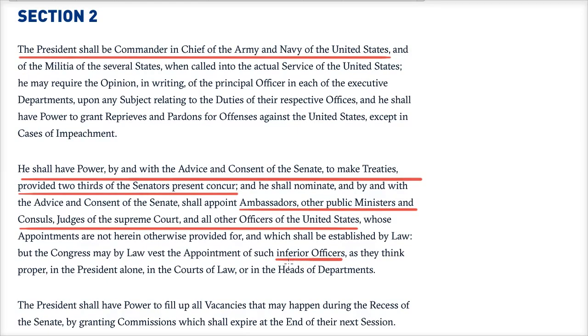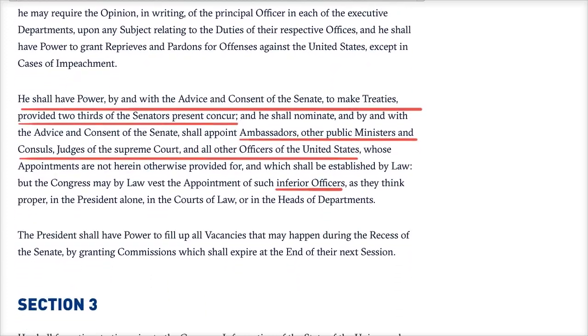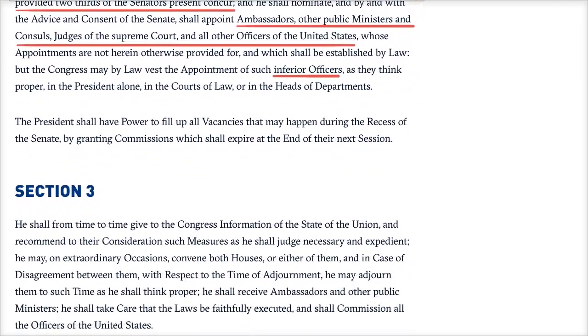It's more they're talking about more junior, less senior officials in the government. That's an excellent point, but although it is a term of art, it's hugely important, and people have disputed who counts as an inferior officer because a lot hangs on it. If the officer is inferior, then the president alone doesn't get to appoint them.